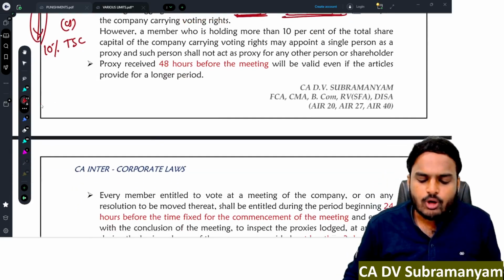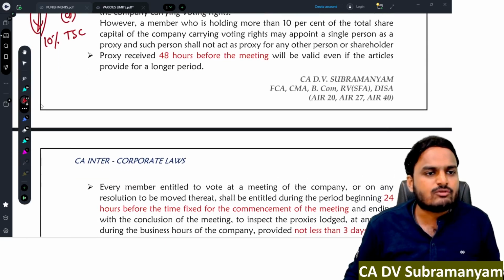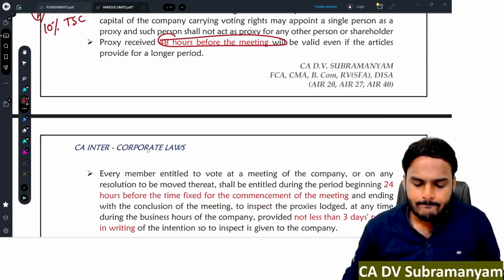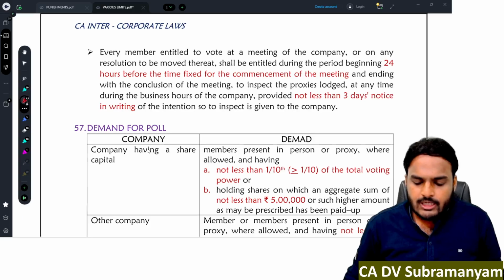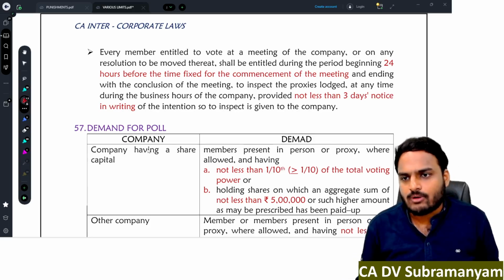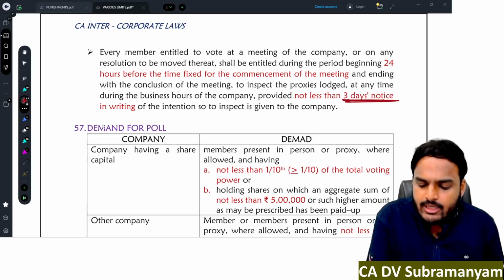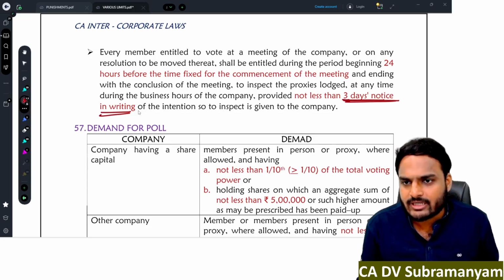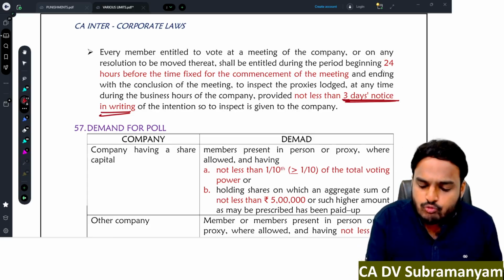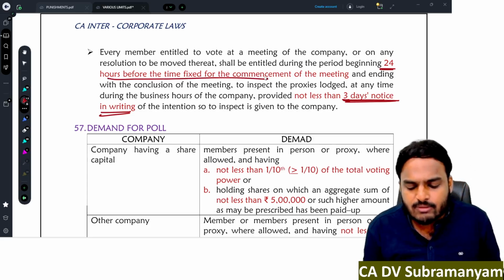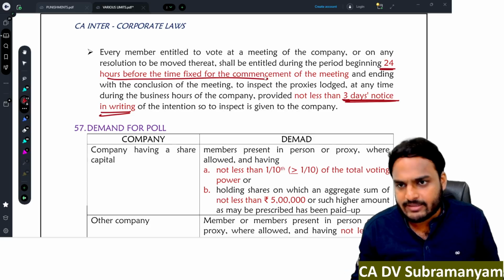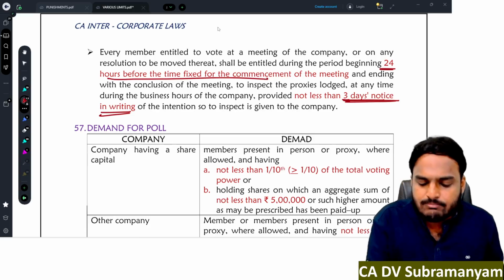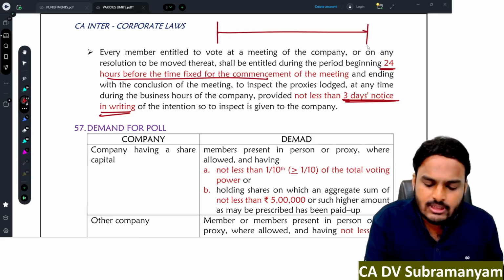Next one, proxy form is valid only if it is received by the company at least 48 hours before the meeting. Next one, if anyone wants to inspect proxy form, he should give intimation to the company at least 3 days before the general meeting. The inspection time period is 24 hours before the commencement of the meeting, and it ends with the conclusion of the general meeting. So simply, the time limits are like this with respect to proxy.